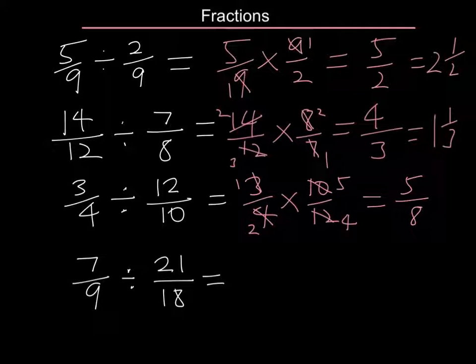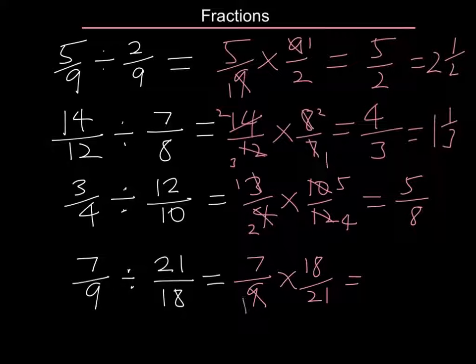In the last question, 7/9 divided by 21/18, that will become 7/9 multiplied by 18 over 21. Cancelling, well, let's see, 9 goes into 9 once and into 18 twice. 7 goes into 7 once and into 21 3 times. So that means I've now got 1 times 2 on the top and 1 times 3 on the bottom.